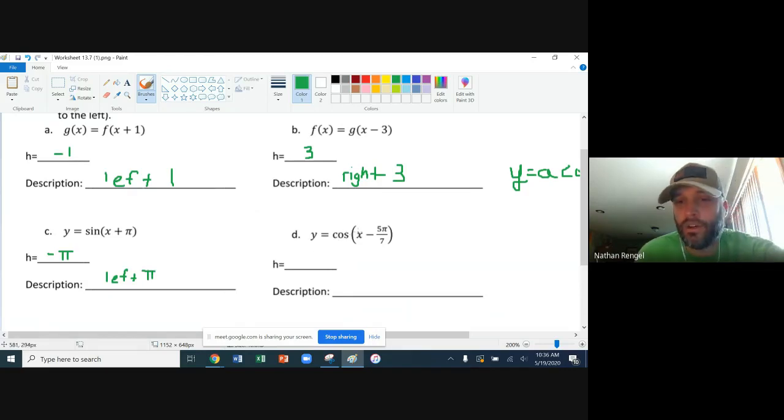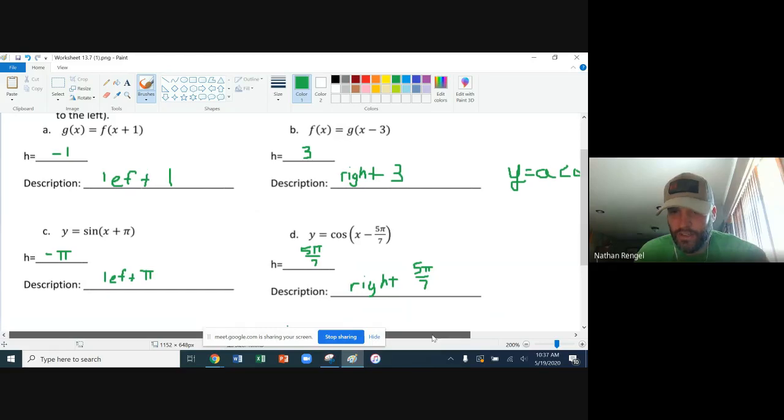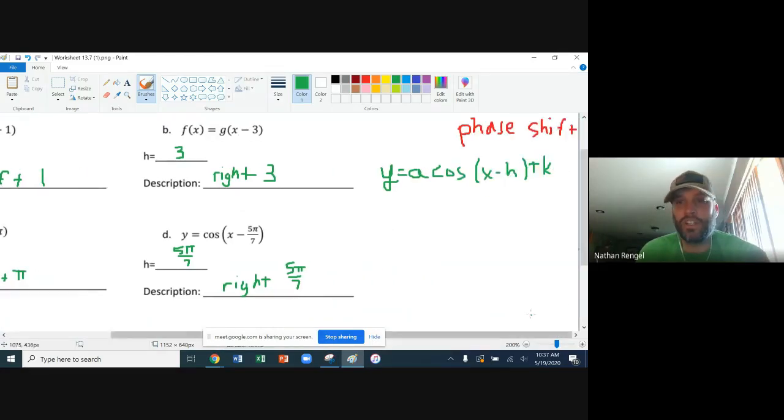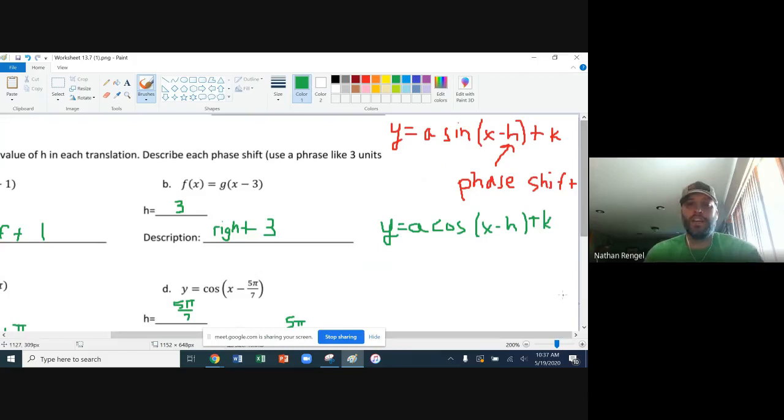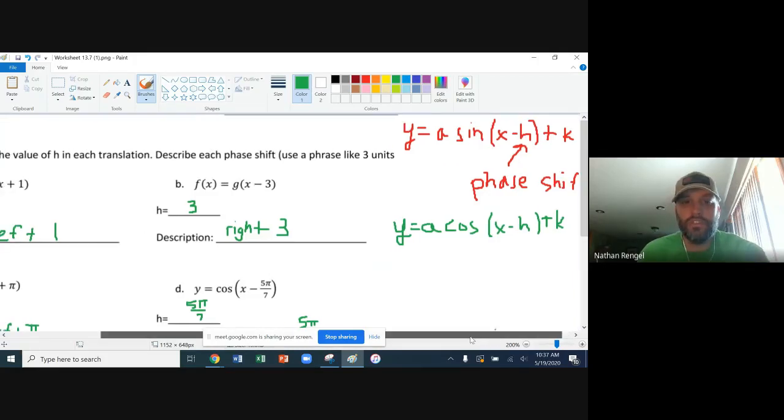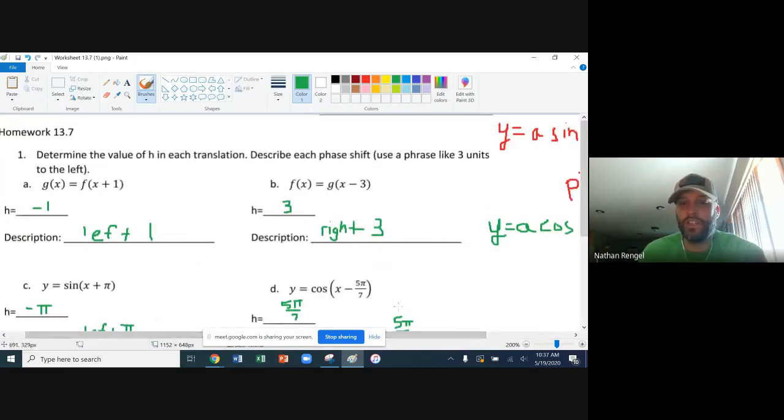And lastly, I've got cosine x minus 5 pi over 7. So h value is going to be 5 pi over 7. And that's going to mean I'm shifting to the right. And as we get to each problem in today's practice, we will also see the k value shifting up and down. But there's your general form of sine and cosine. The h is also called a phase shift, and minus is going to shift you to the right, and plus will shift you to the left.